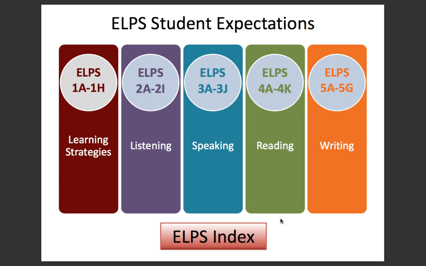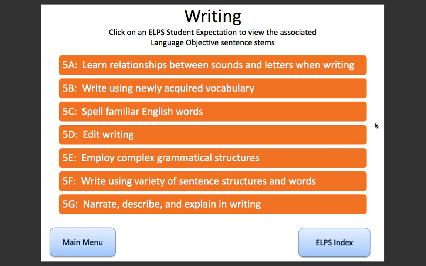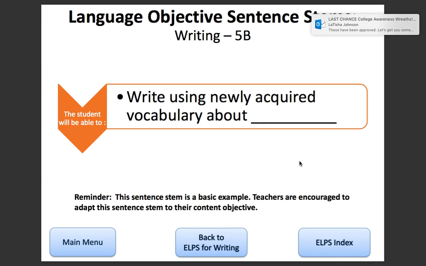Another example, since we're writing across content areas, for example, I'm a math teacher. I want my students to write. I'm already doing Cornell Notes, so I just want them to use the vocabulary that we're learning. And so my language goal might be to write using newly acquired vocabulary about geometry. And that's going to be reflected at the end, just when it's time to write that summary.